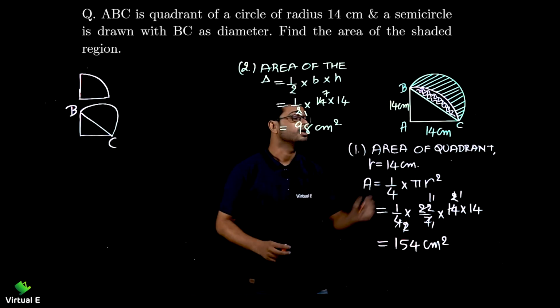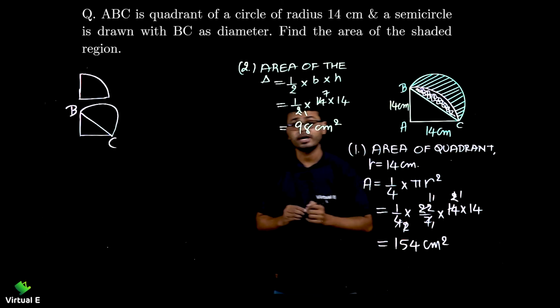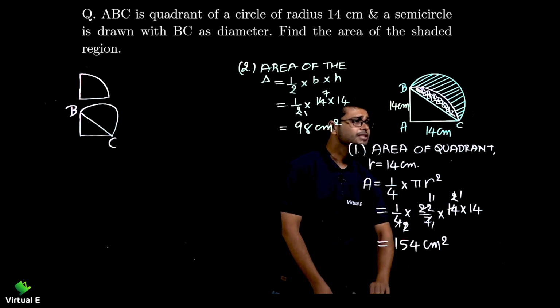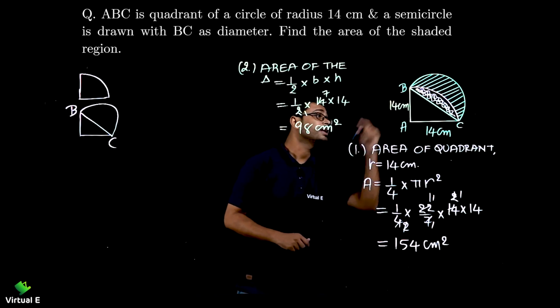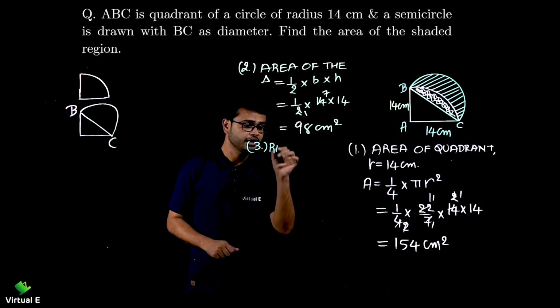Now what I'm going to do, I want to find the area of this region I told you. So I need to subtract from the quadrant. I am removing the triangle. So let's remove the triangle. So what will you get? Let's give a title. So third, remaining area in quadrant.